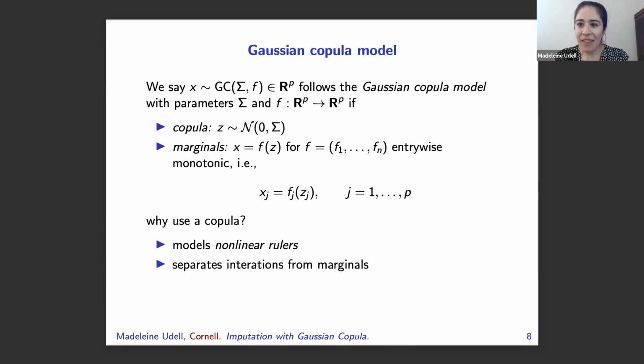The Gaussian Copula model explicitly models the ruler, this f, and so it gets rid of that nuisance parameter. The second thing I like about it is that it separates the interactions from the marginals. So once again, you get rid of the effect of this nonlinear ruler f, and the rest is put into this correlation.